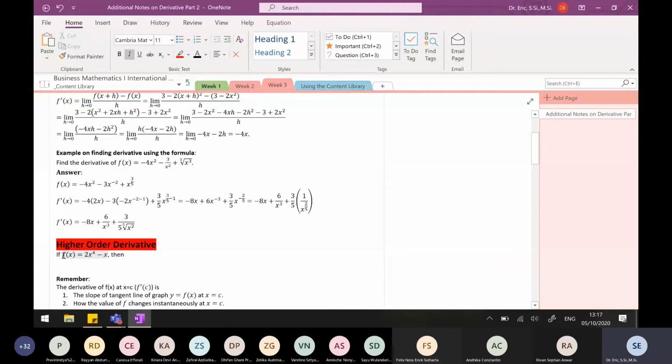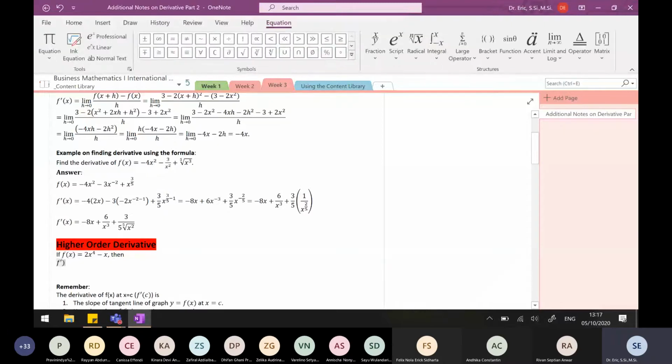I have 2x to the power of 4, minus x. So I have the first derivative. The first derivative is given by, what is the derivative of this? 2 times x to the 4 minus x. The derivative of this is the derivative of 2x to the 4 minus the derivative of x.